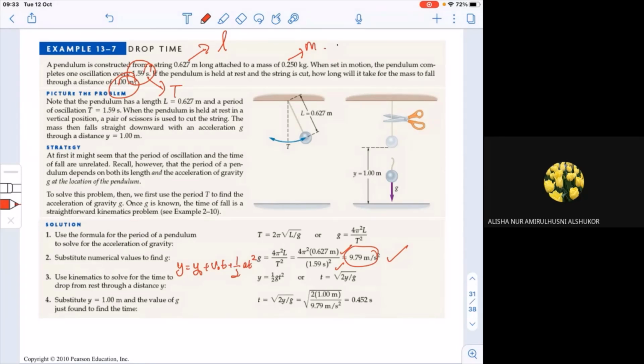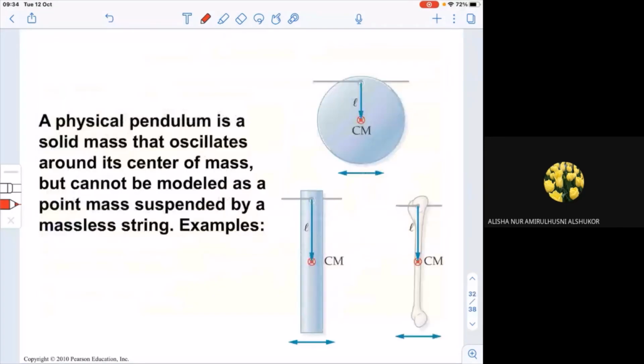And so this one is zero, this one is zero. Just left with y equals half g t squared, without the negative. It doesn't matter. If you put the negative, then just put the negative. But they want to find what is t. So the answer is 0.452 seconds. All right.